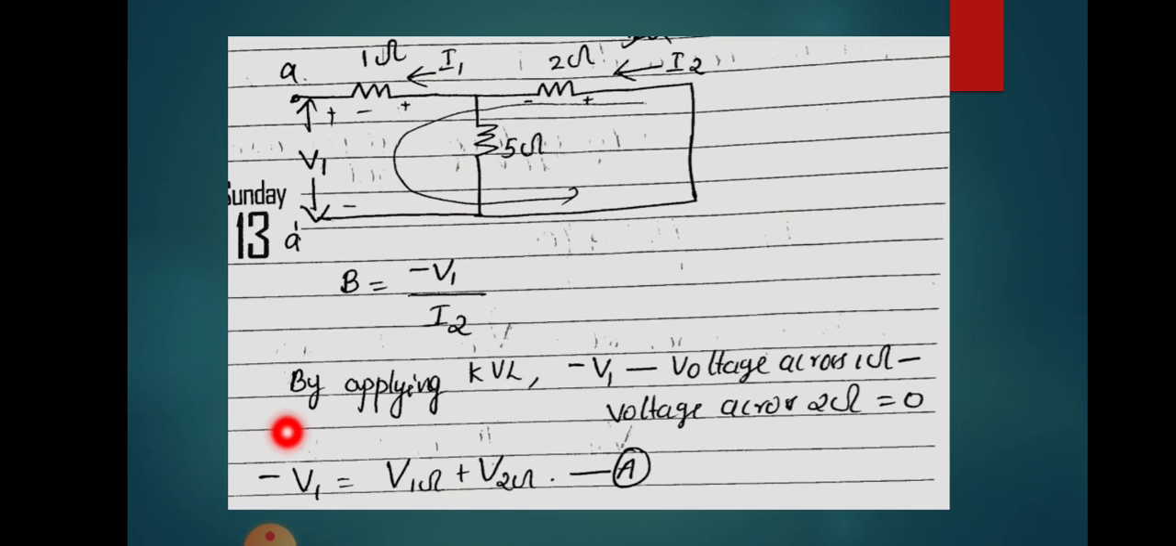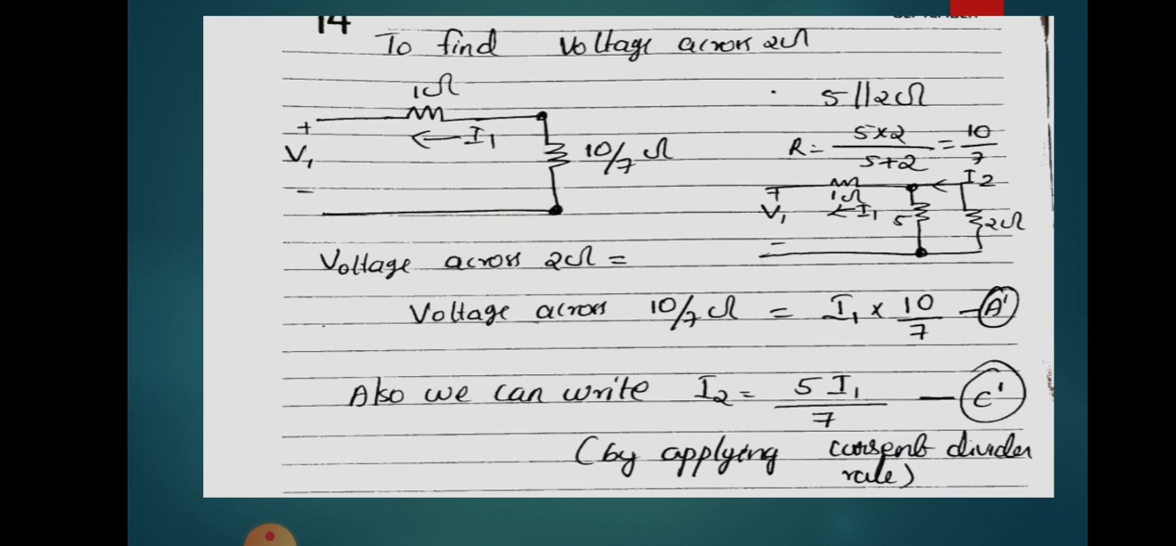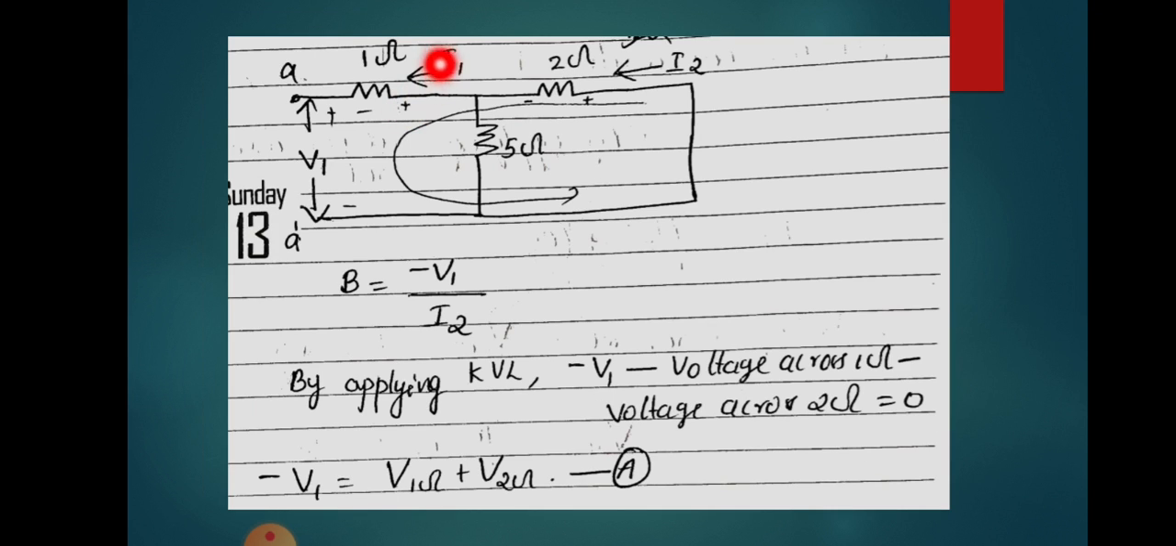Here we can rearrange it as minus V1 equal to voltage across 1 ohm plus voltage across 2 ohm. So we have to find out the voltage across 1 ohm and the voltage across 2 ohm, and then you can substitute it in this equation, okay? So let us see what is the voltage across 2 ohm. Voltage across 2 ohm means voltage between this point and this point, right? That is the voltage across 5 ohm. Here two resistors are connected in parallel, that is 5 ohm and 2 ohm.